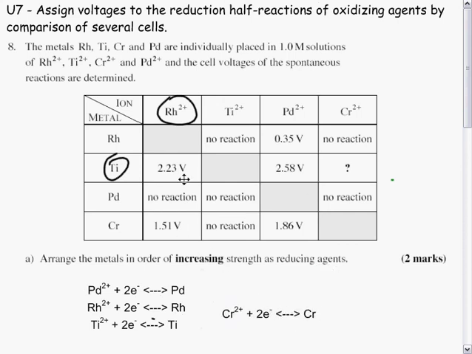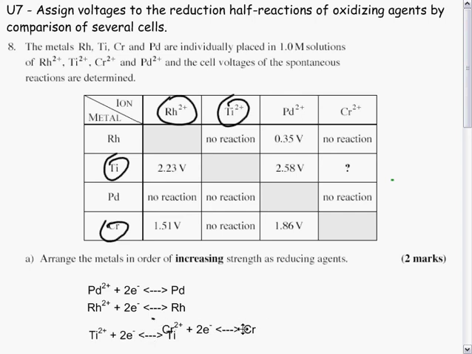Chromium is spontaneous with rhodium, so that would go down the bottom, but would it go here or here? Let's compare titanium and chromium. Titanium 2+ with chromium would give no reaction. If titanium 2+ with chromium would give no reaction, that means chromium would be above it. So titanium 2+ to chromium is uphill, therefore no reaction, and that makes sense with what we have here.